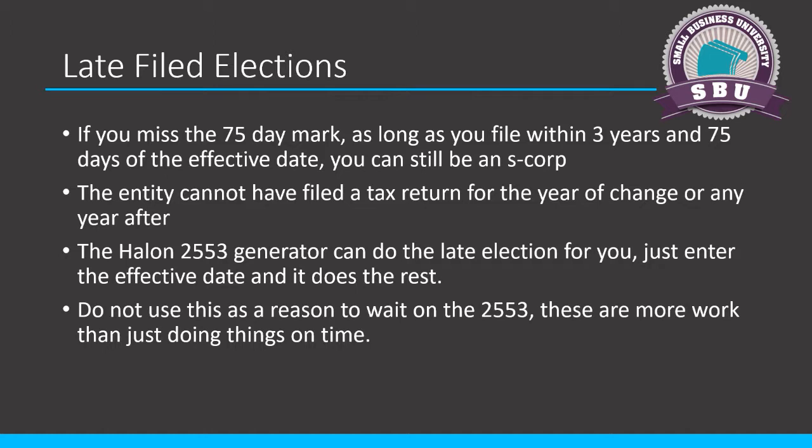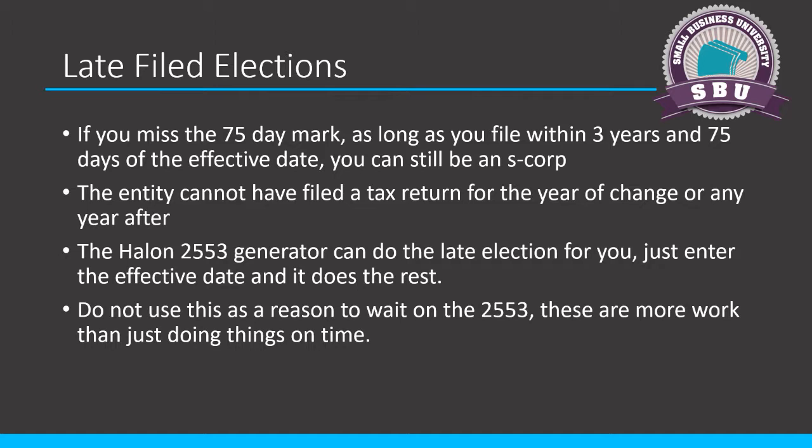So let's say it's 2019 and you want an effective date for your S-Corp to be January 1st, 2017, so 2 years back. That is fine. That can be done. But only if the entity has not filed a return for 2017 or 2018. If it has, there's no going back. Tax returns being filed, even if it's a Schedule C for the business, means that this is no longer an option. You cannot go back and late elect.